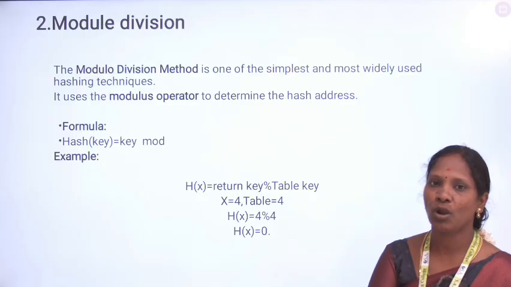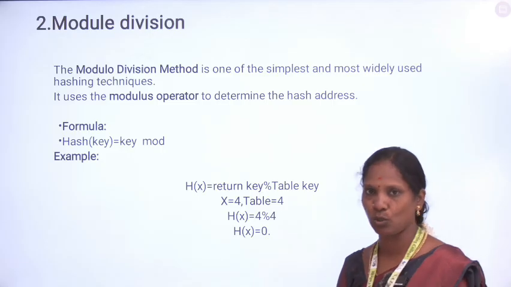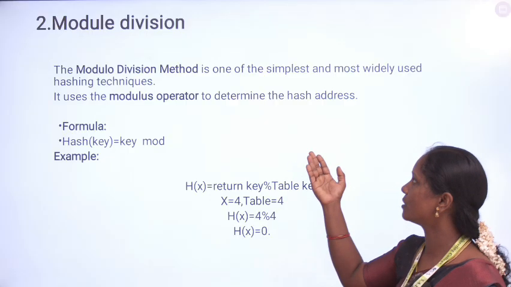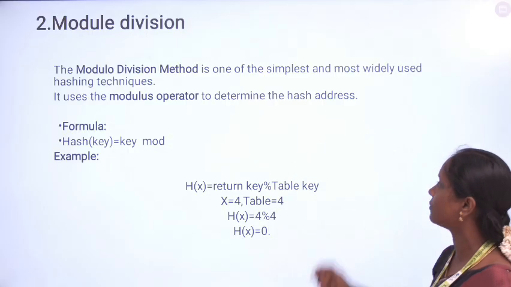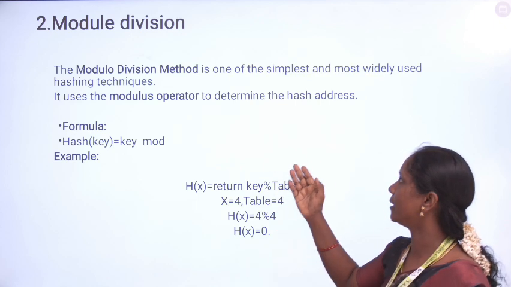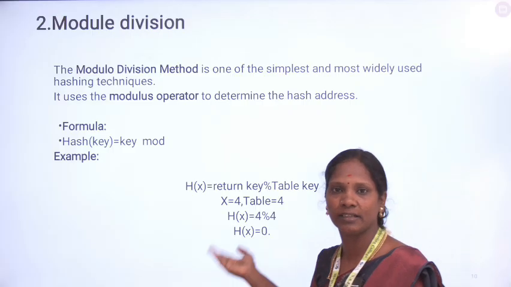Next, the second type, modulo division. In modulo division, we take a modulo of our hash key value. The modulo division method is one of the simplest and most widely used hashing techniques. The modulus operator determines the hash address.